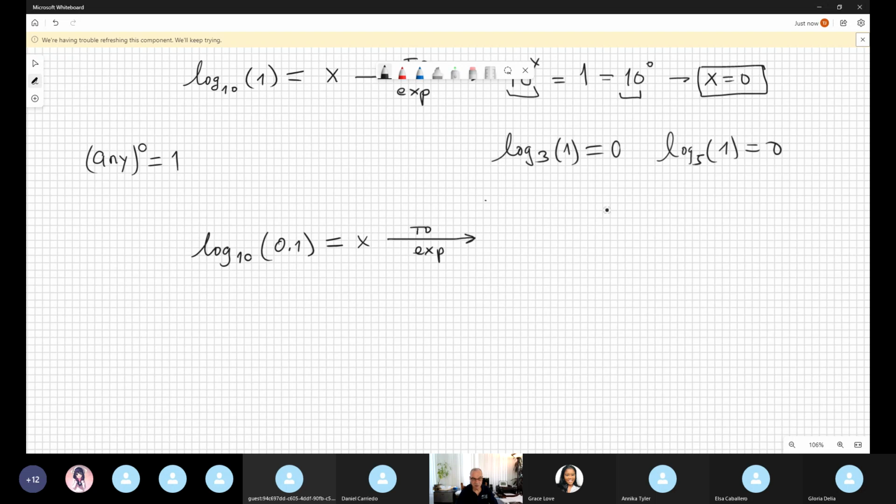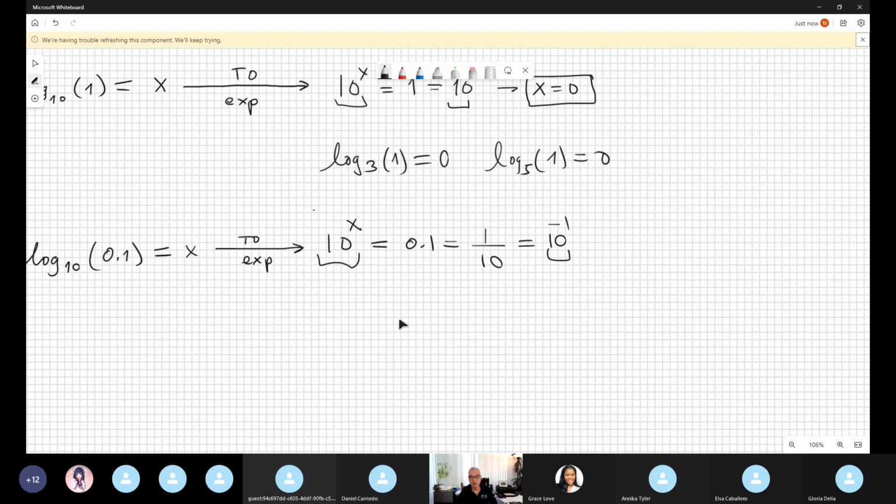The base is 10. The exponent, no idea. And this is equal to 0.1. And 0.1 presented as a fraction is 1/10. It is presented using negative exponent as 10 to the -1. But I want to express it that way because I need to express both sides using the common base, which is 10. Therefore, clearly x is equal to -1. Do you see or no?